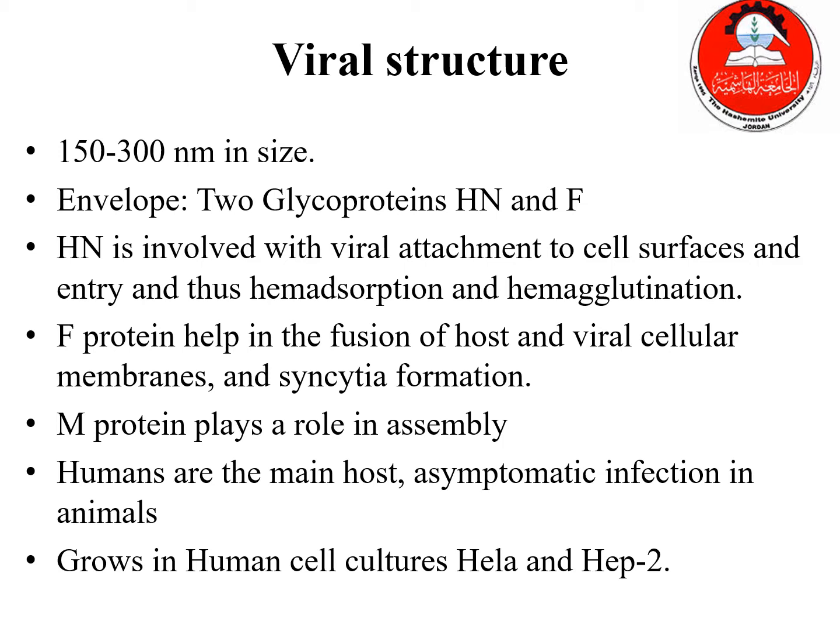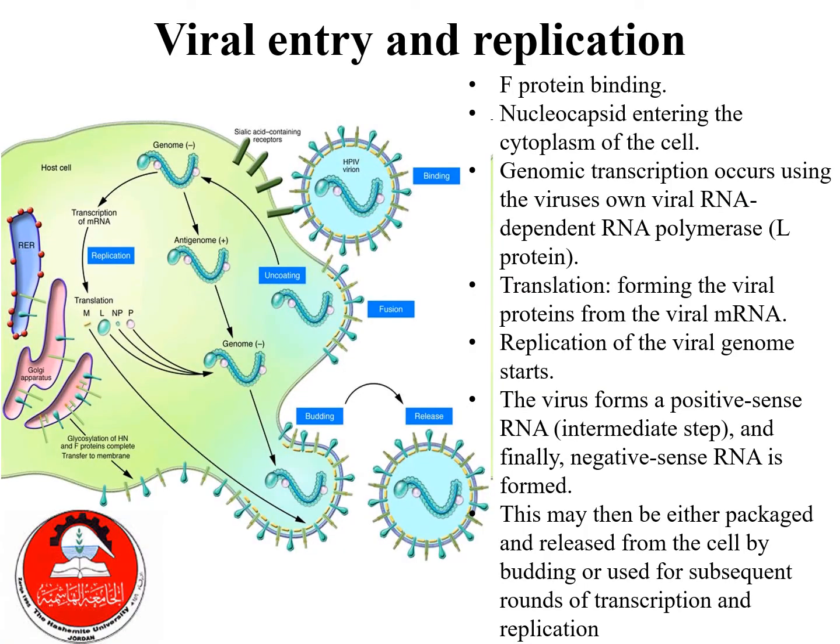Humans are the main host for parainfluenza virus. And if the parainfluenza virus infects animals, most of the time the animals are asymptomatic. The parainfluenza virus can be grown in cell culture, especially in the HeLa and the Hep2 cell lines. Next, we're going to talk about the replication cycle of the human parainfluenza virus.